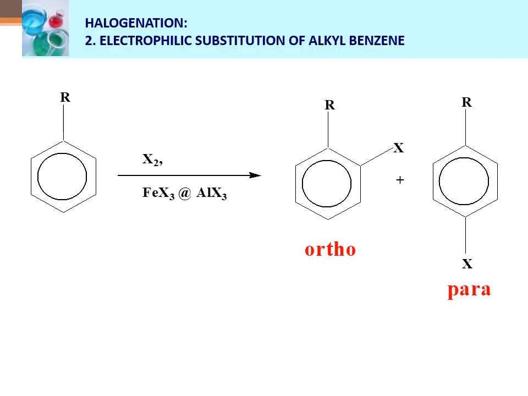The second halogenation is electrophilic substitution of alkyl benzene. We're going to produce two products since alkyl is an ortho-para director. So what we're going to have is X is going to be substituted into carbon number 2 and also carbon number 4, ortho-para.